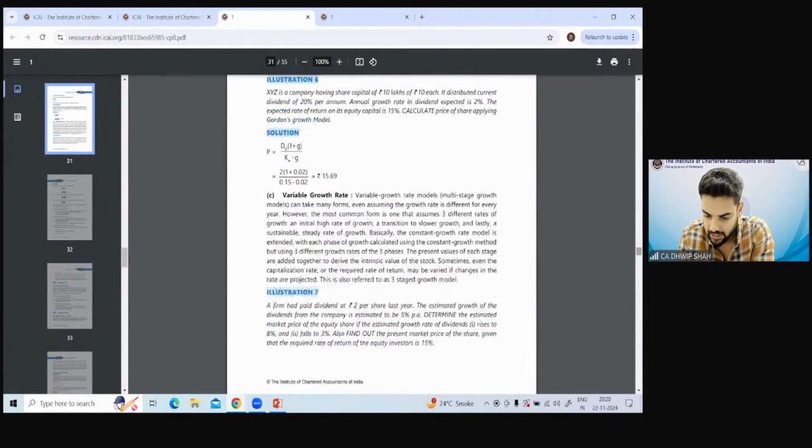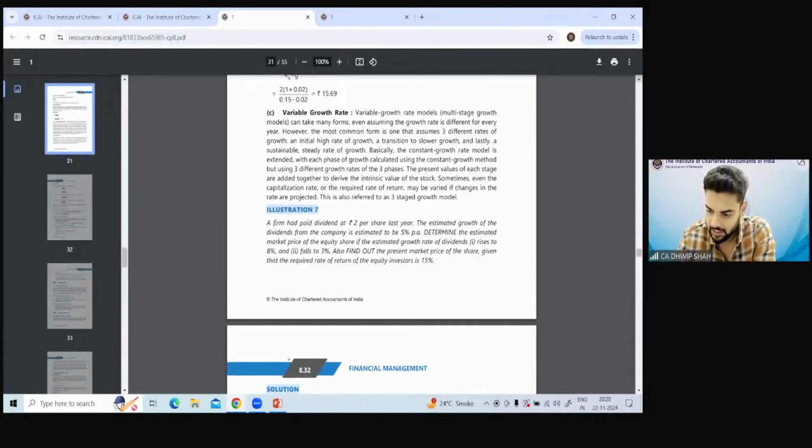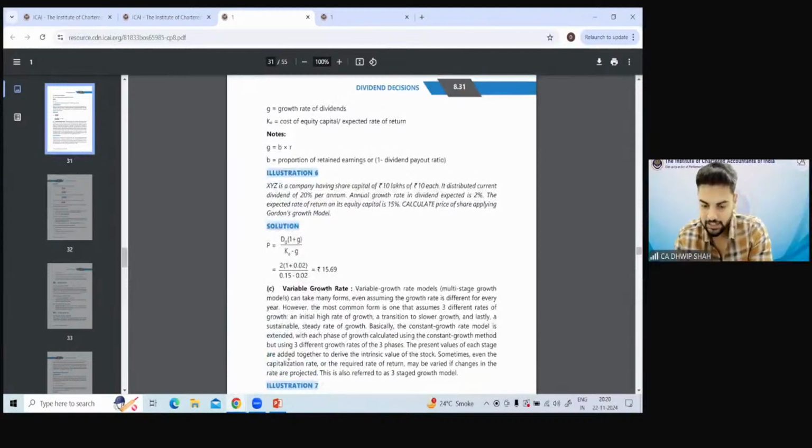So there is illustration 6. XYZ Limited, illustration number 6. XYZ is a company having share capital of 10 lakh of rupees, 10 each. It distributed current dividend of 20% per annum. The annual growth rate in dividend is expected at 2%. The expected rate of return on equity capital is 15%. So can I say K is 15%?